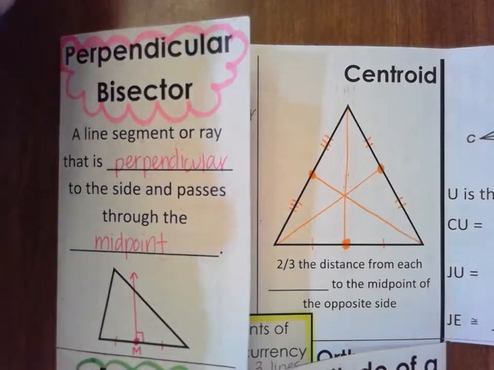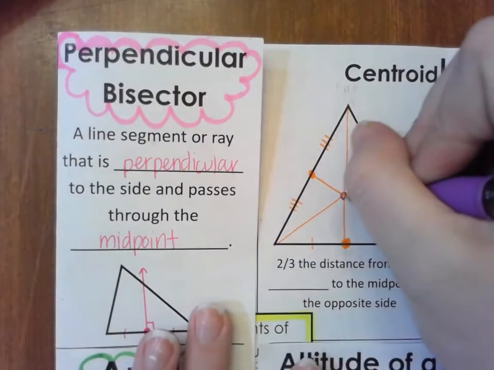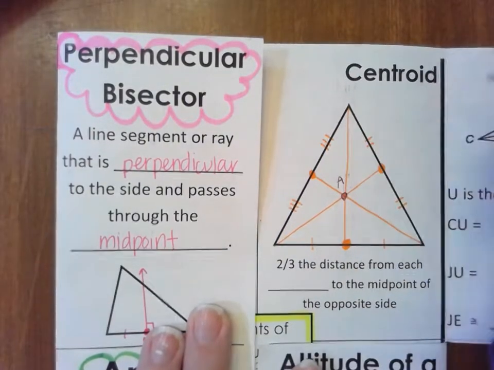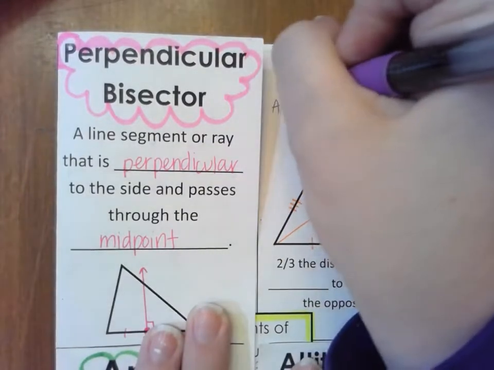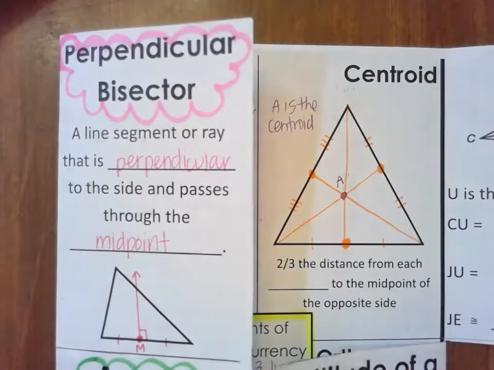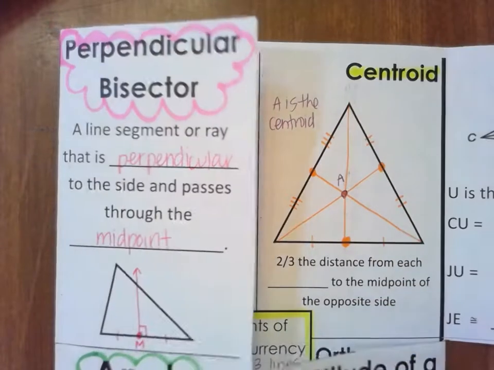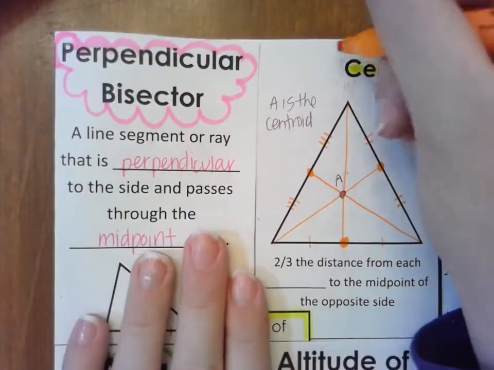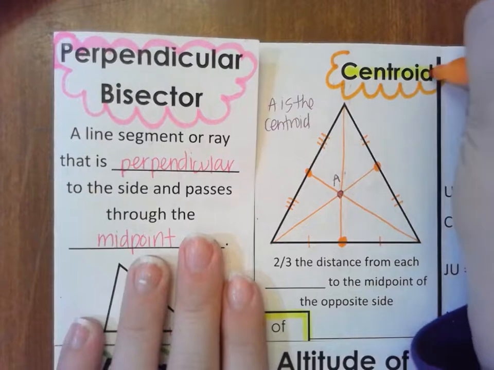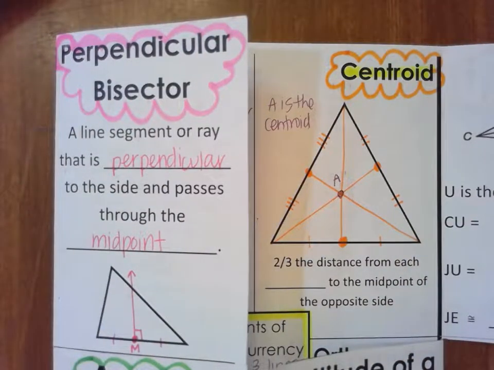Now the median's intersection point is called the centroid. So they intersect right here at point A. So A is the centroid here. And the centroid is the point of concurrency for the medians. So the medians intersect at what is called the centroid. Now what we know about the centroid is a little different than perpendicular and angle bisectors. We don't necessarily know that anything is congruent.